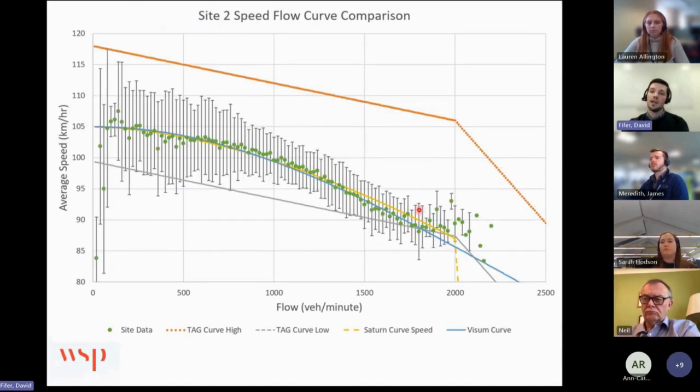So this is a second site on the same road as the first one, just in a slightly different position. And we can see broadly that it's a similar situation. So the TAG curves again aren't really fitting, and the polynomials are a much better fit. But we can also see we get a slightly different relationship at lower flows. We've got a gradual increase. And one of the next stages of the investigation would be to look, is this a site-specific thing, or perhaps something that's more common across other sites and something that needs to be reflected in a speed flow curve?